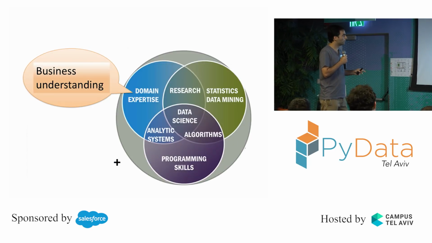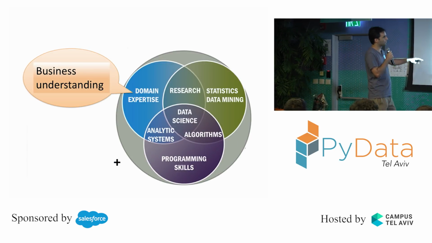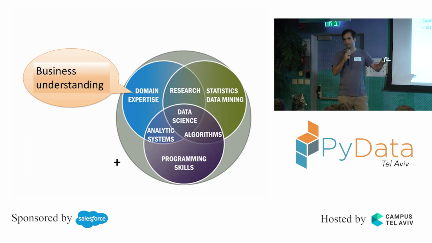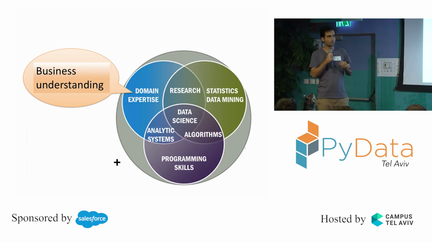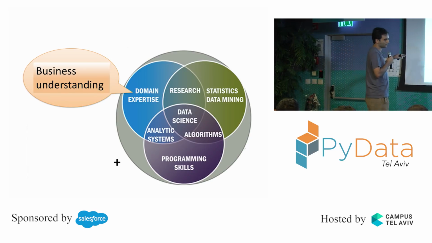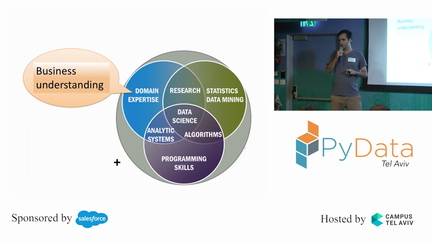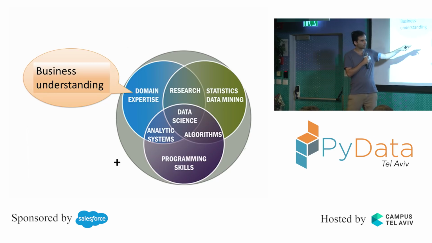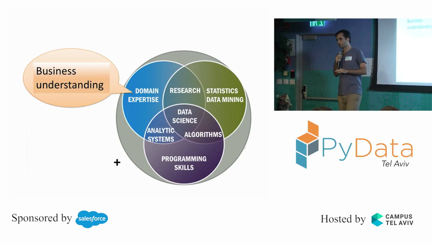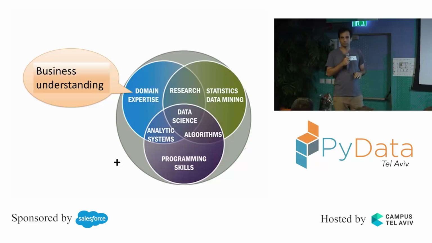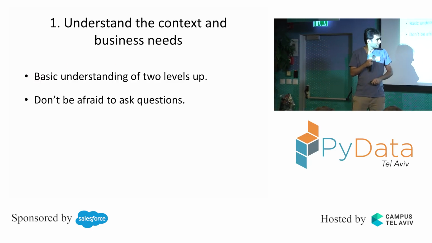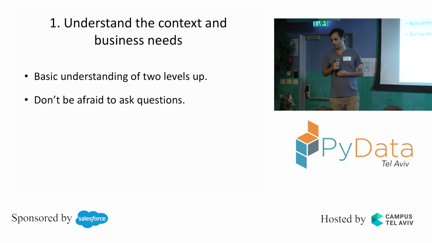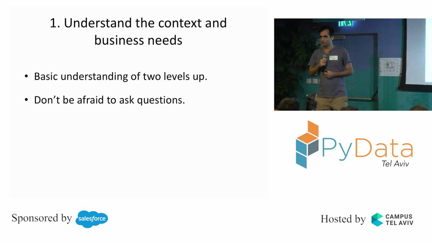You all know these Venn diagrams of data scientist skills and stuff. So what I'm suggesting is to maybe even demand more of ourselves in terms of business understanding. It is related to the domain expertise area, but it's not really the same thing. That's the direction of this talk. Here are a few practical things that you can do to be more impactful.